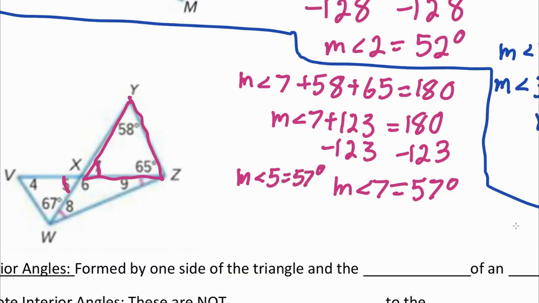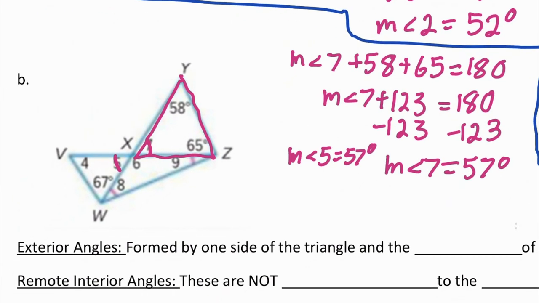So we have 5 and 7. We still kind of need to find the rest. Okay. So we can find 4 now. We can also find 6. So we're looking at this angle 6. Again, that's forming kind of a linear pair here. So we know that the measure of angle 7 plus the measure of angle 6 is going to be 180.